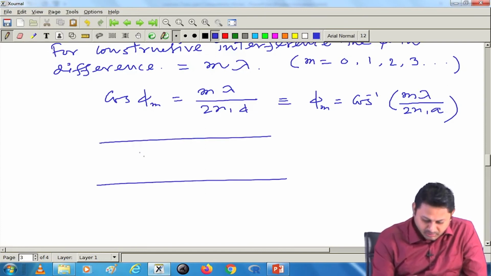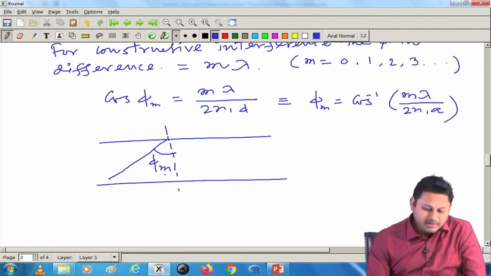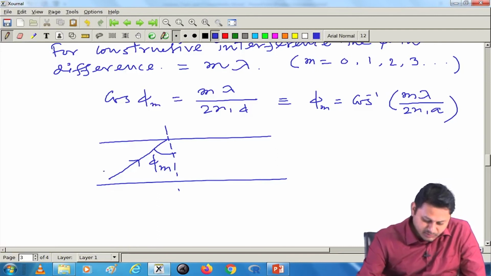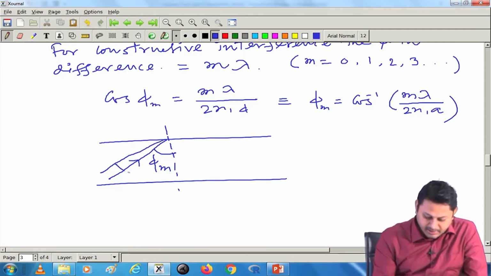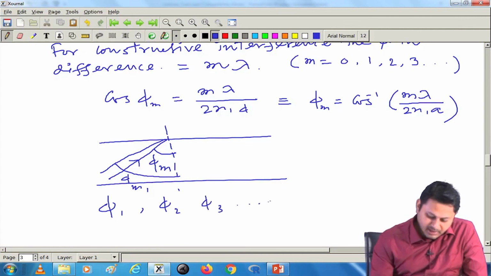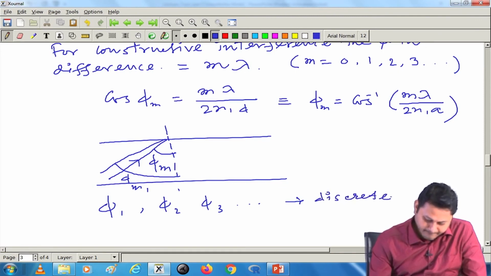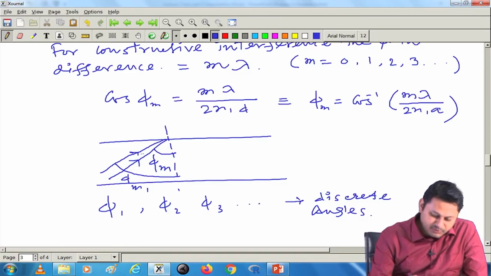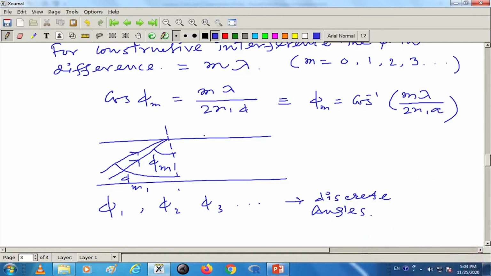So, that means this angle phi m depends on certain values. If this is allowed, then if I continuously change it, it will not be allowed. So, another phi m, m1, will be allowed. So, for example, this is phi m1, so that means phi 1, phi 2, phi 3 are a few discrete angles, and due to these discrete angles, only a few discrete rays are allowed to pass through this system, not all the rays.